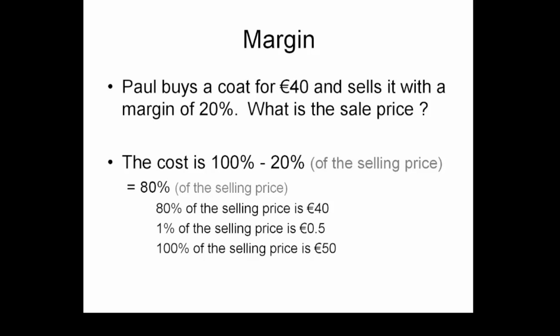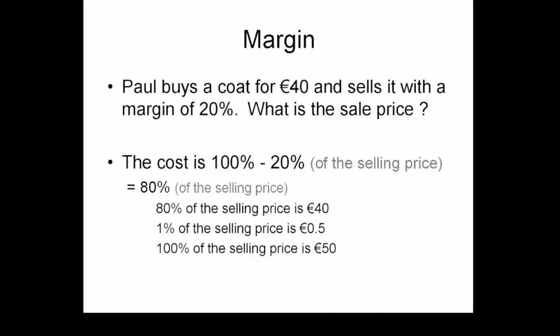Margin. Paul buys a coat for €40 and sells it with a margin of 20%. What is the sales price? Again, we're talking about margin, so we're talking about percentages of the selling price. If we're told the cost of the coat, the €40, we need to write down what the cost of the coat is as a percentage of the selling price.